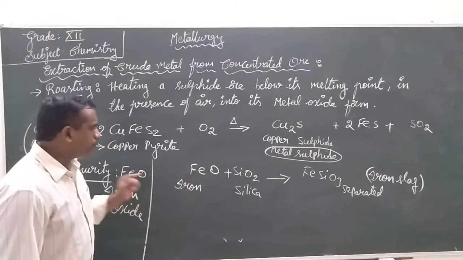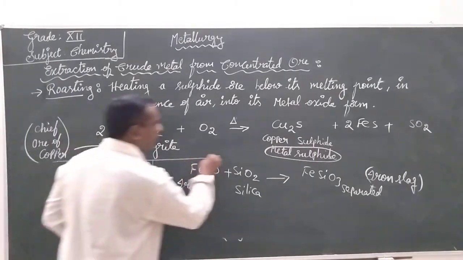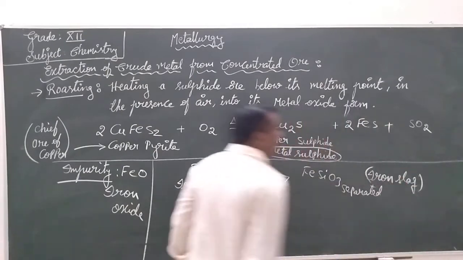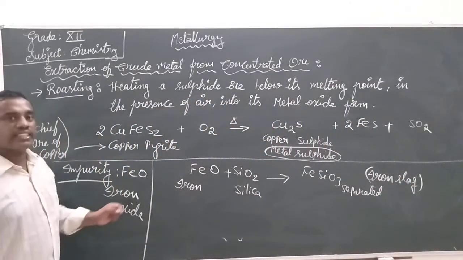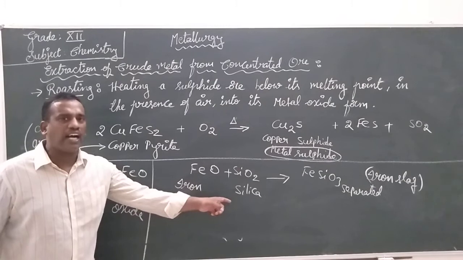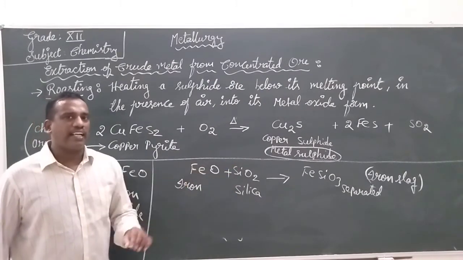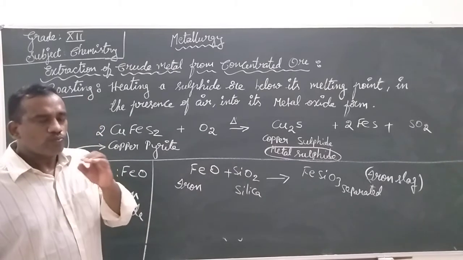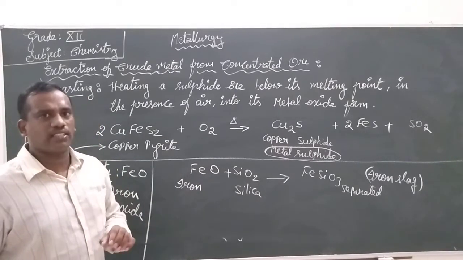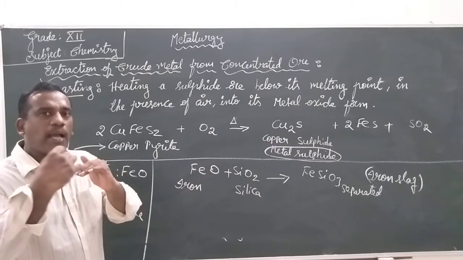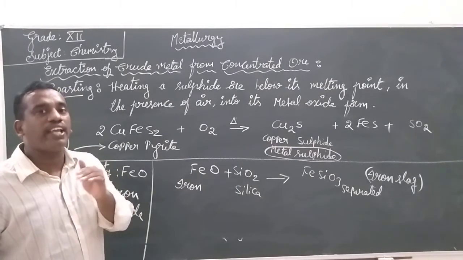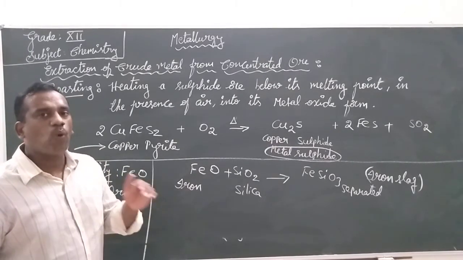FeSiO3. The impurity that is present in the copper ore, FeO, is removed with the silica in the form of iron slag. Slag is the molten substance that is collected above the ore. It is the waste material, unwanted material.